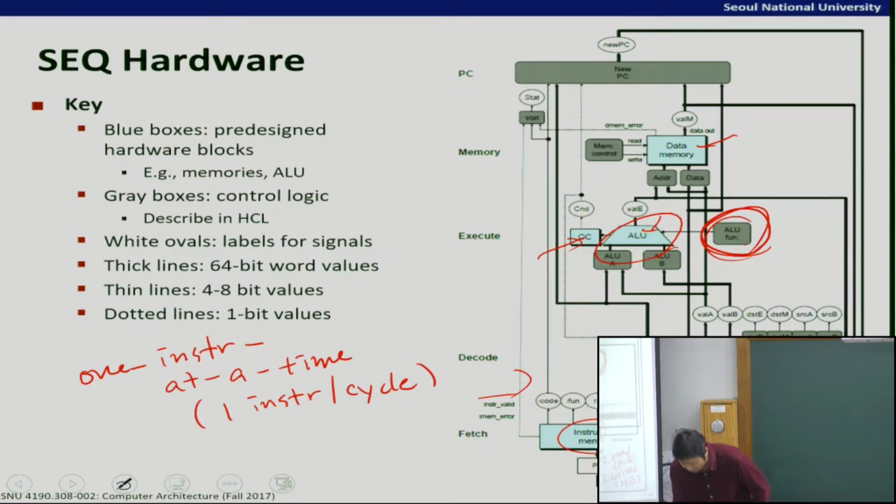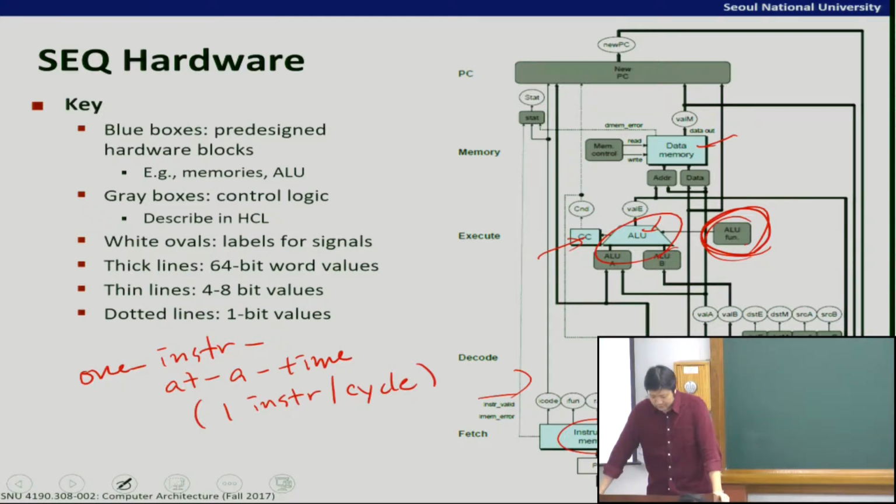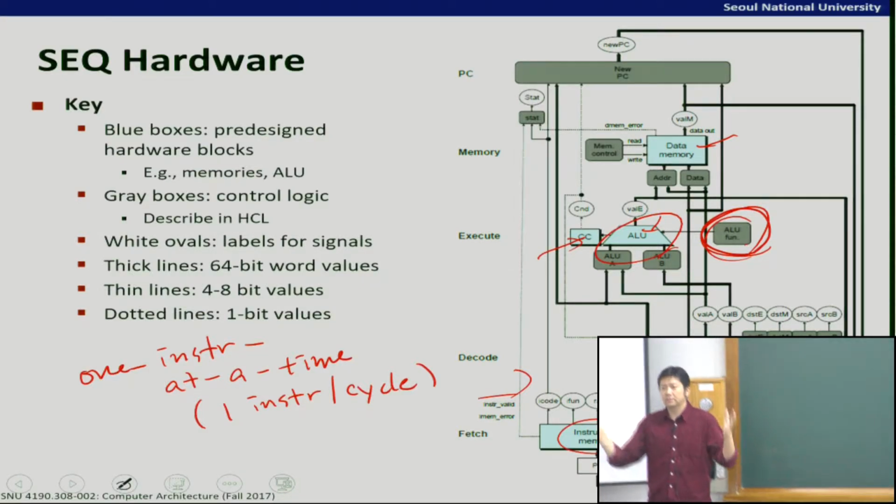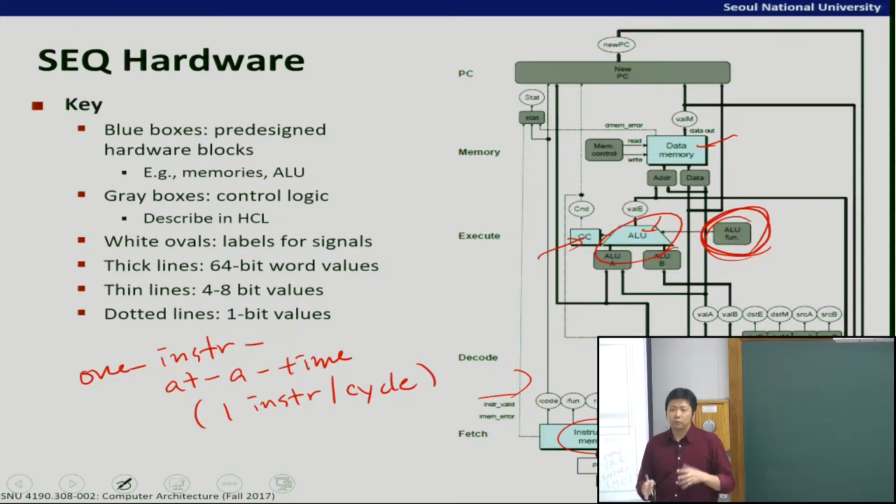And for the line conventions, thick lines are 64-bit word lines, thin lines are 4 to 8-bit values, and dotted lines are just 1-bit values. That's the convention. So thick line is 64 bits, thin line is 4 through 8 bits, and dotted line is just 1 bit.